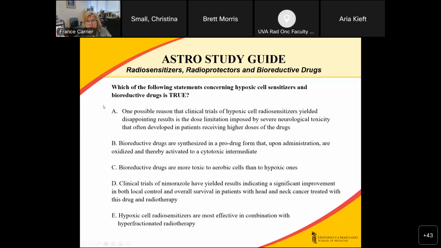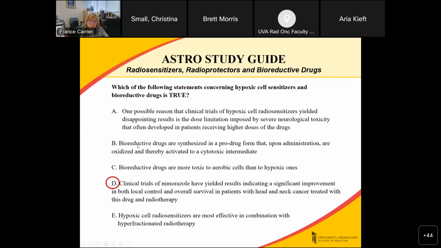So this question is, which of the following statements concerning hypoxic cell sensitizers and bioreductive drugs is true? I'm just going to quickly give you the answer here, which is this one that talks about the clinical trial, and that says that it is indicating significant improvement for both local control, overall, and head and neck, and that was true. There is one here, some sort of a trap, and I'm not happy with whoever made this question, because in a sense this is true. Possible clinical trial, this is okay, but here it says that the limitation is severe neurological toxicity. So it's not neurological toxicity, it's neuropathy that we have with those drugs. So that's one reason why this was not true.